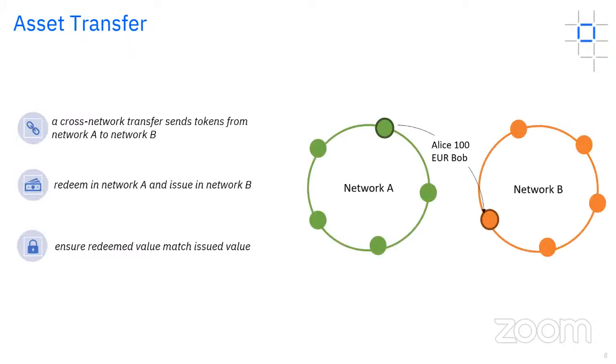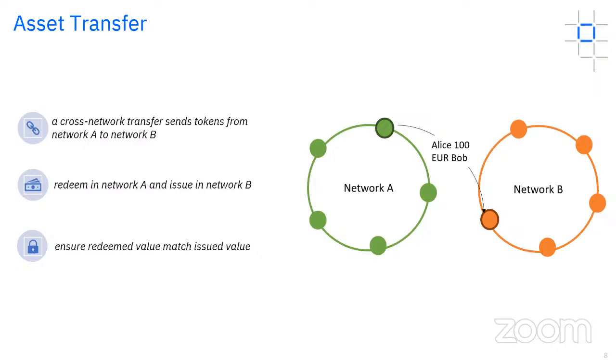So the way we think about asset transfer is, let's assume that Alice would like to transfer 100 euros to Bob. However, Alice is in network A, whereas Bob is in network B, so they do not reside in the same network. Alice cannot just send the asset to an address in her network, because Bob is not part of that network. So Alice says, okay, I will send the asset across networks.